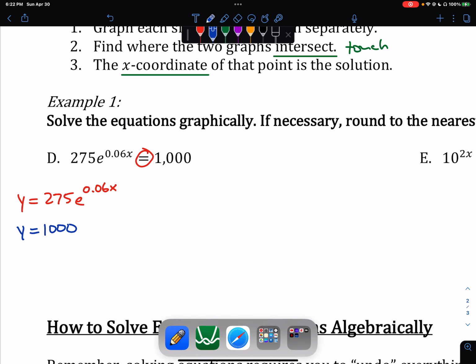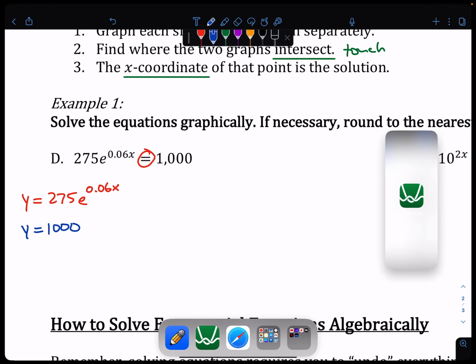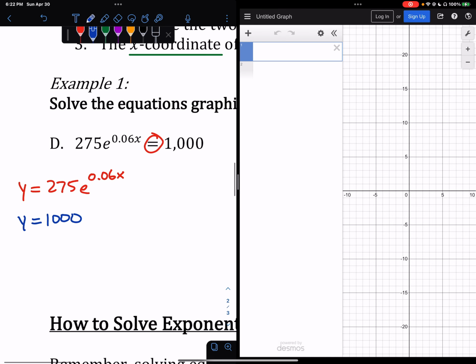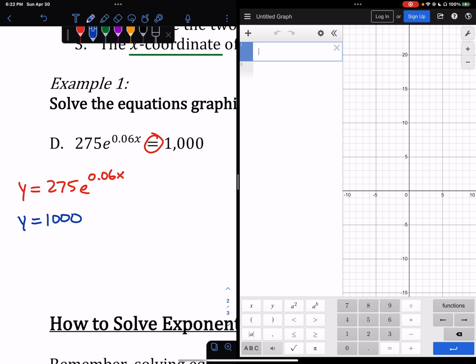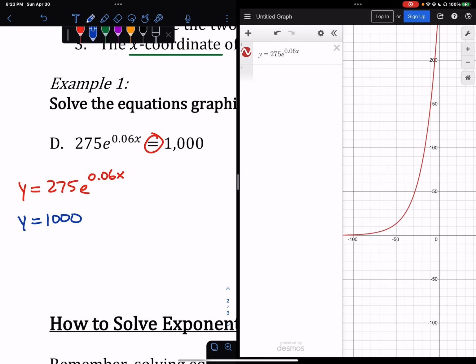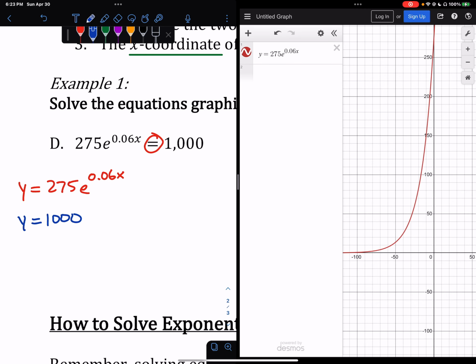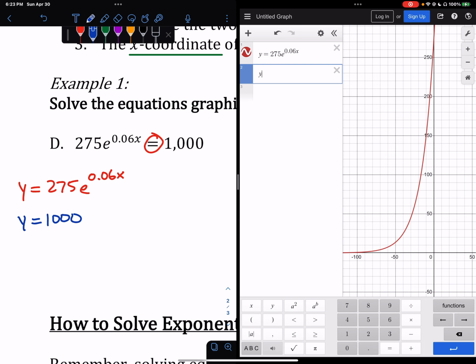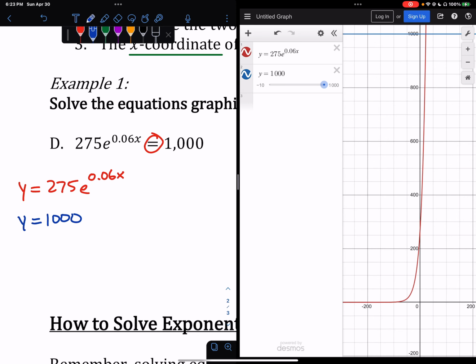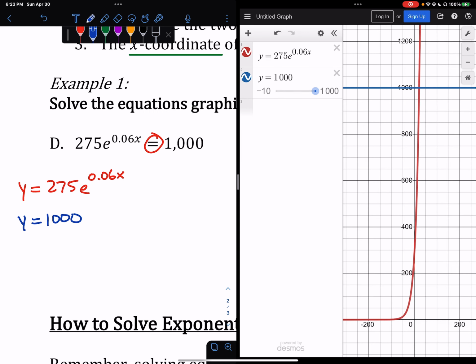So we're going to go ahead and pull up Desmos here. I'm going to zoom in on my equation. We're going to start with the first one. So y equals 275 times e to the power of 0.06x. And there's my exponential. And then my next one, y equals 1,000, is just going to be a horizontal line. So now I have to go find that graph. And that one is all the way up there.